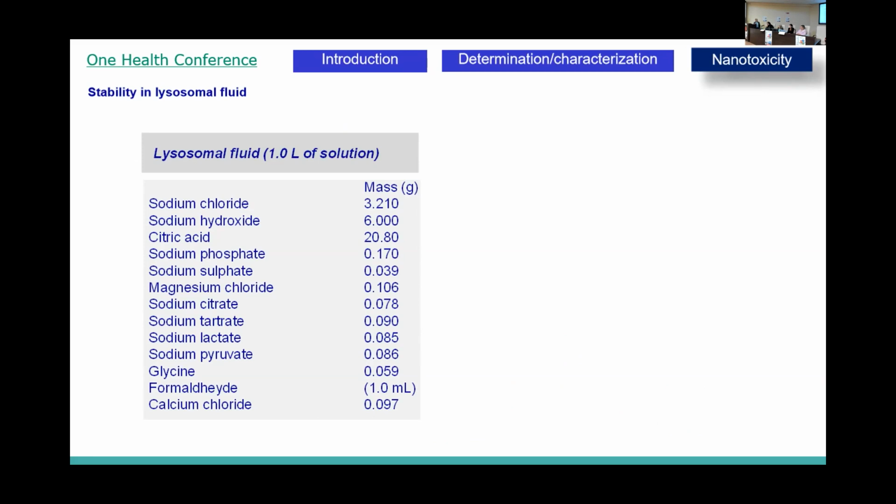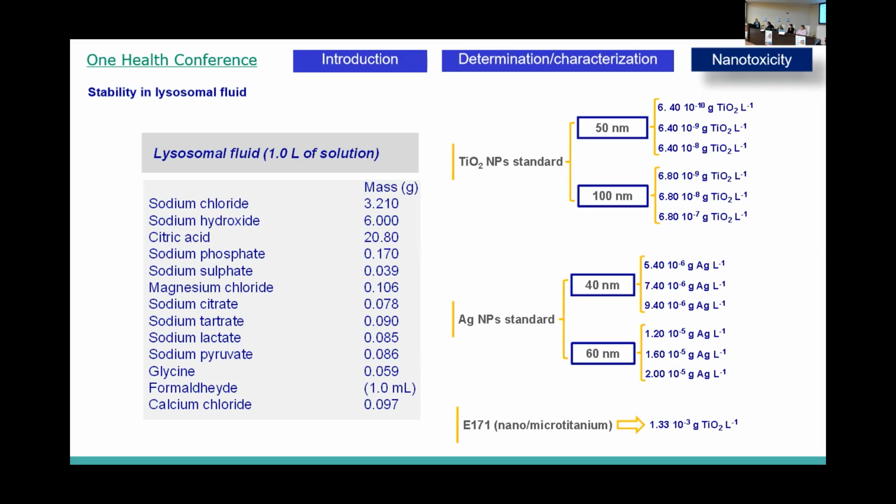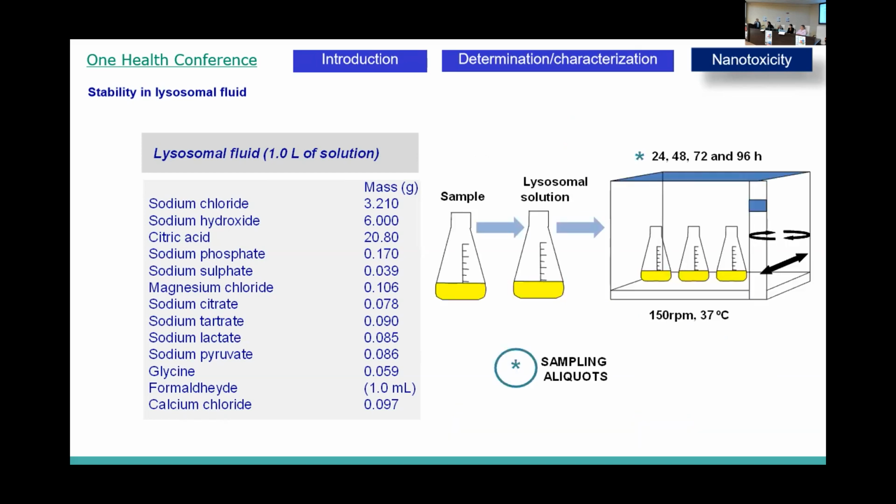And we have tested two types of nanoparticles, titanium dioxide and silver nanoparticles, at two different size distributions and also at three different levels. And also we have evaluated the food grade E171. So we subjected the solution to incubation at 35 degrees centigrade, and we took aliquots several times, at 24, 42, 48, 72, and 96 hours for analysis.